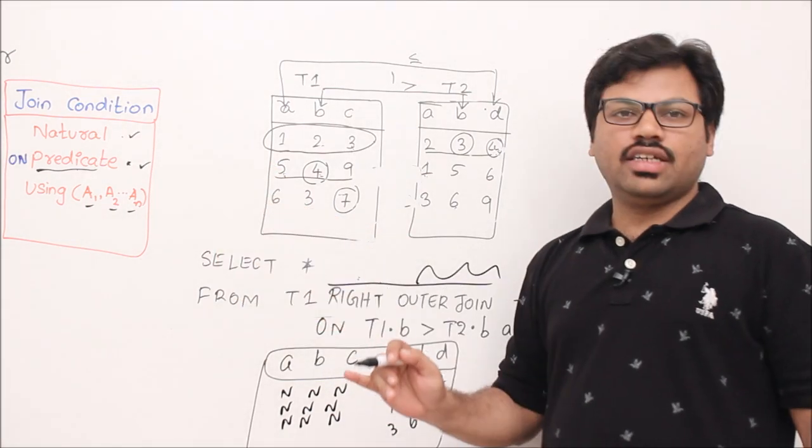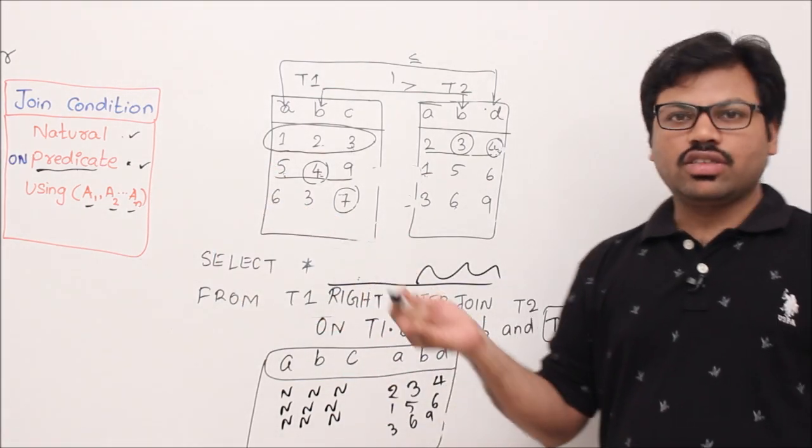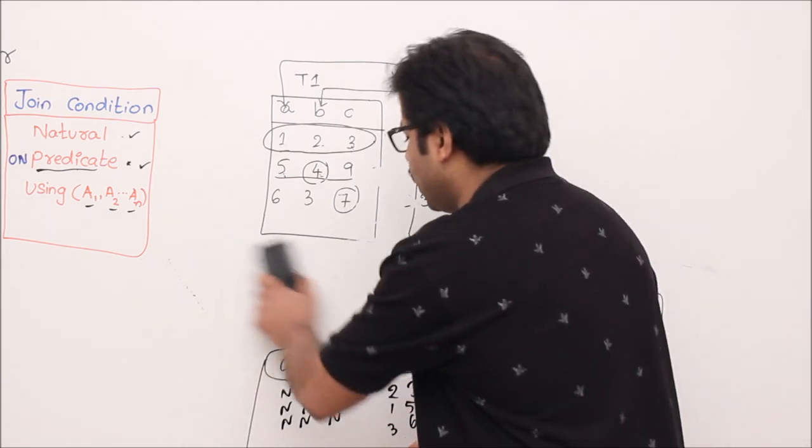Now the final condition is outer join versus USING. So how it will work, we will see. Of course, that is very easy.